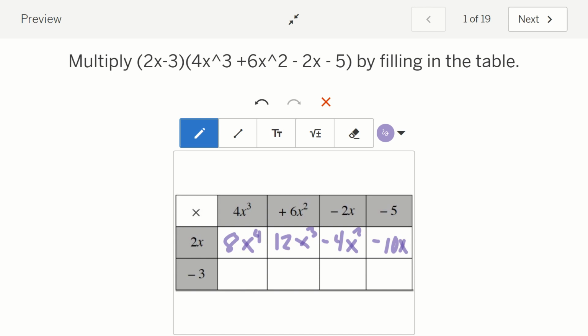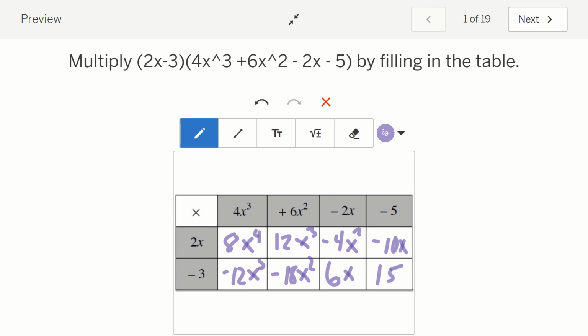Negative 3 times 4 is negative 12, and that'll be x to the third. This will be negative 18x squared. Negative times a negative will give me a positive, so that'll be positive 6x. And then negative 3 times negative 5 is positive 15.